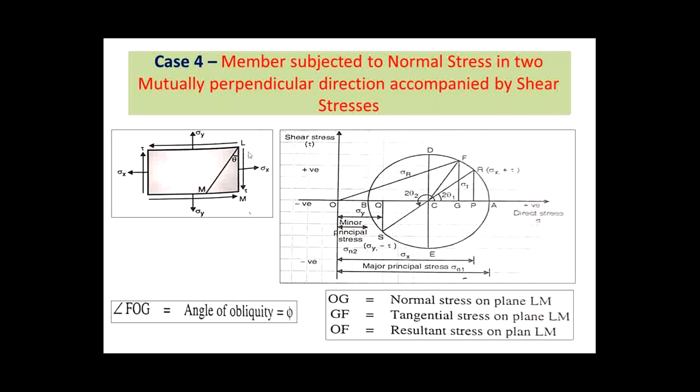This force is rotating the element in the clockwise direction, that means you have to take it positive. Positive means upward. So from P go upwards, and we'll have the coordinates of R. Coordinates of R will be sigma x and plus tau. Similarly, we'll have the coordinates of S. S means sigma y and tau. It is rotating in the anti-clockwise direction, that means it is minus tau. So coordinates of S will be sigma y and minus tau.